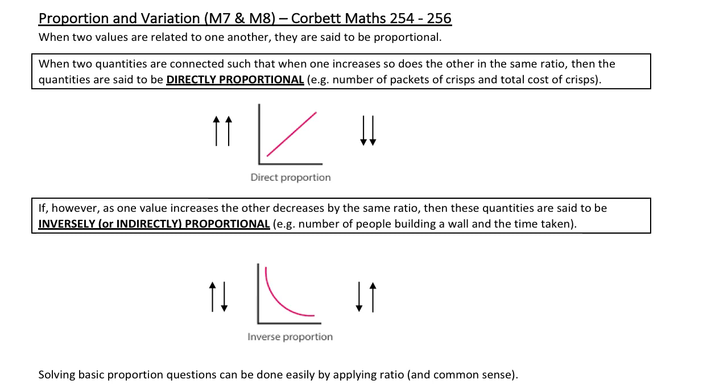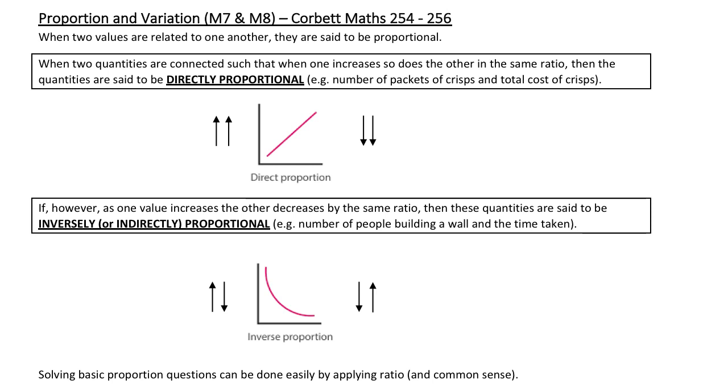For instance, the number of packets of crisps you buy and the total cost of those. If, however, as one value increases, the other value decreases by the same ratio, then these quantities are said to be inversely proportional. So the number of people building a wall and the time taken. The more people you have, the less time that will take. And the graph looks something like this.